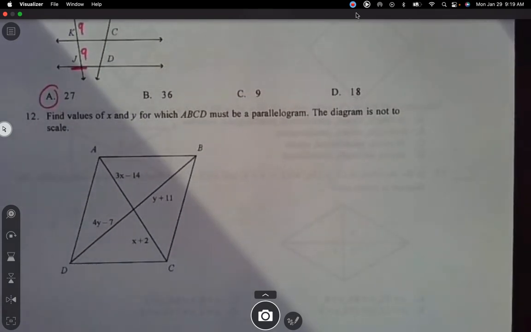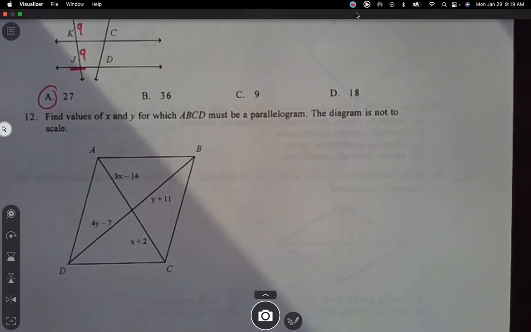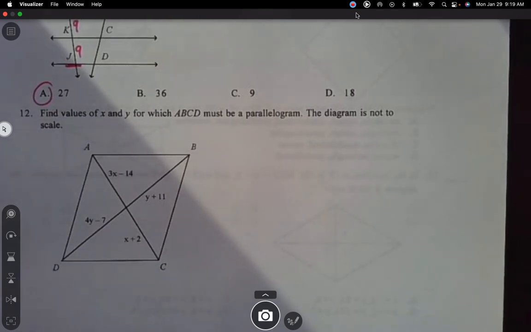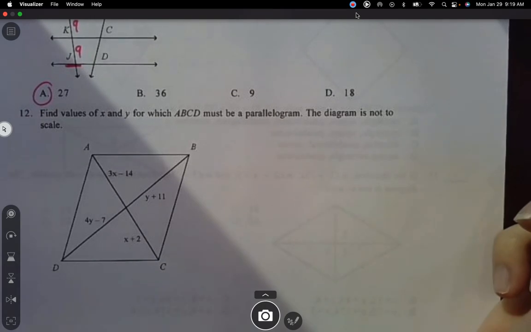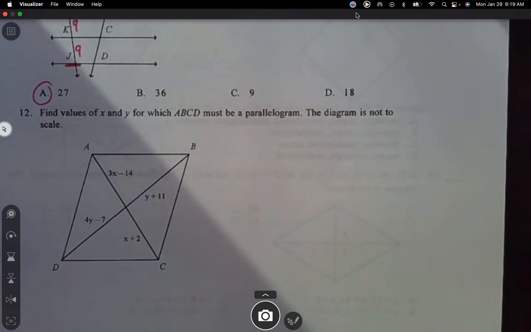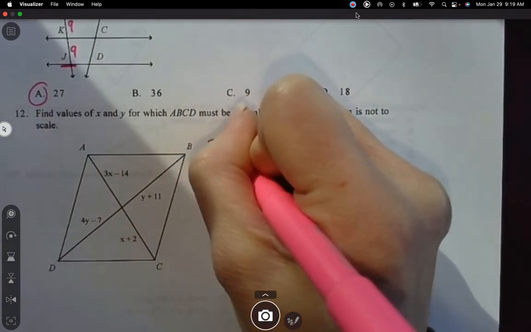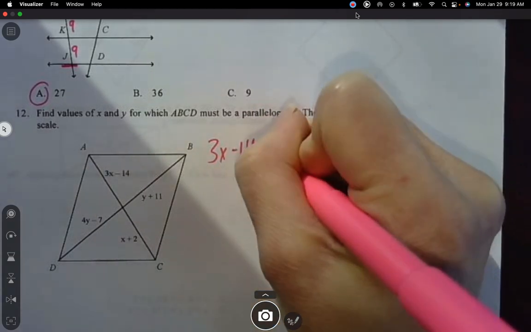Number, and I keep moving. 12, it says it's a parallelogram, so it wants us to find x and y. So if it's a parallelogram, what would we know? So it's going to be equal. Let me double check on number 12's answers. Yeah, that works. Okay. 3x minus 14 equals x plus 2.